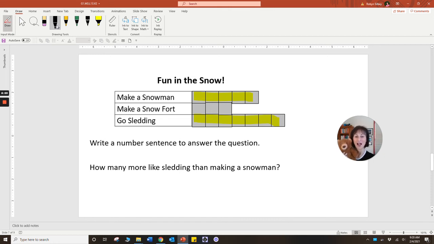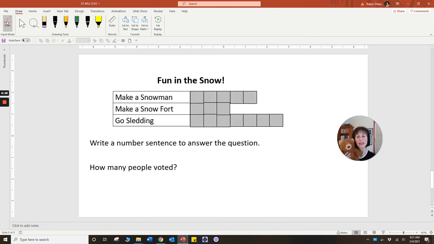Welcome back. I hope you wrote 7, that's the number of sledding, minus 5, that's the number of people that picked making a snowman. And the difference between them is 2. And we can actually see that there are 2 more in this bar than on this top bar. One more question for you. How many people voted all together?